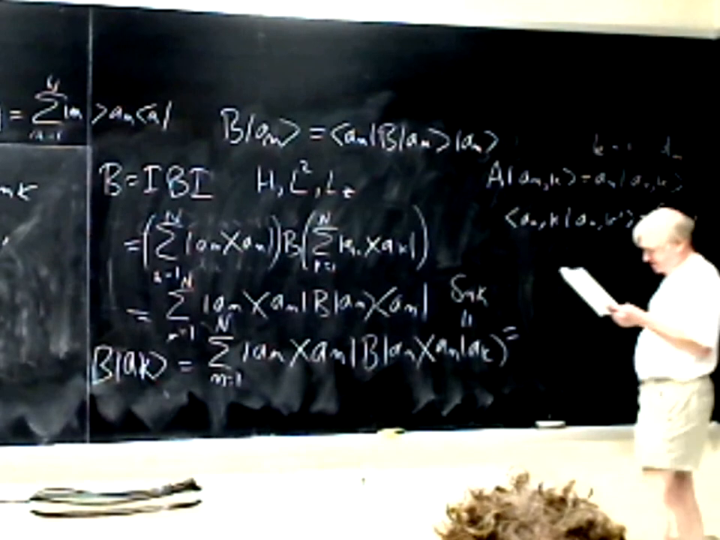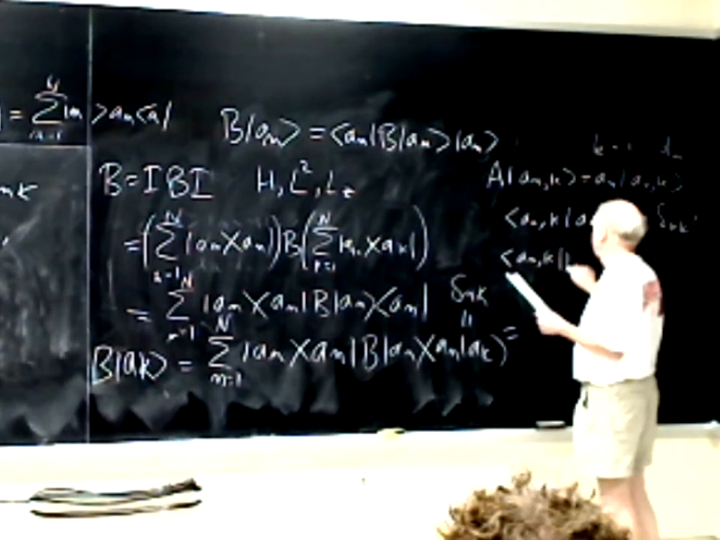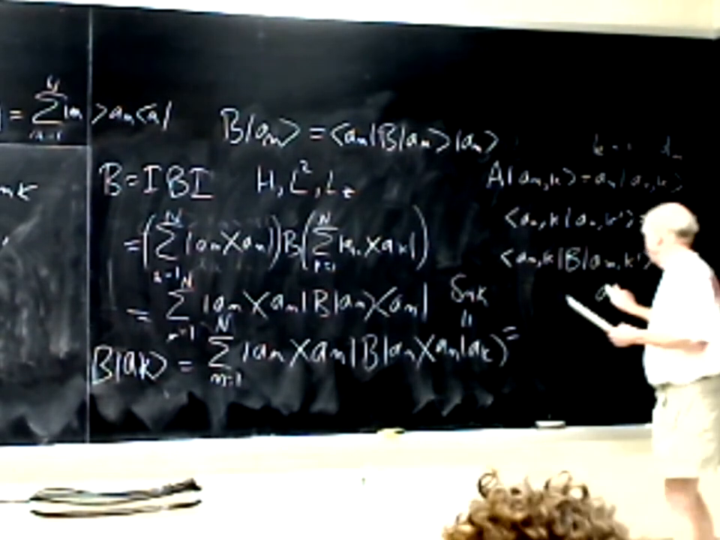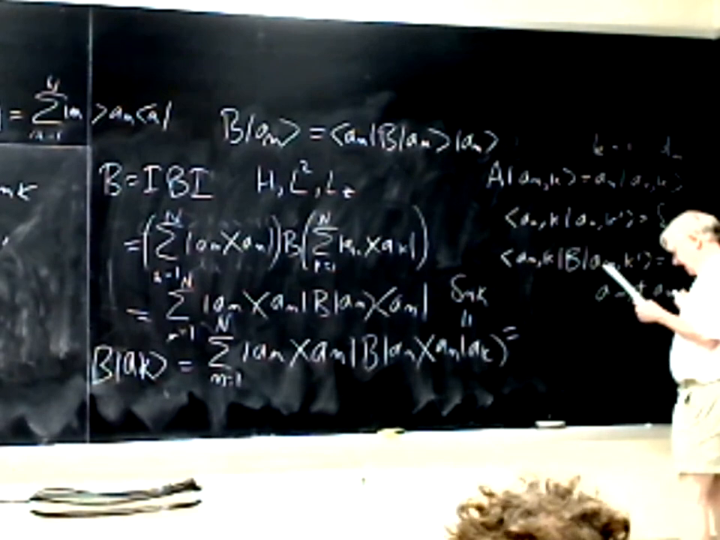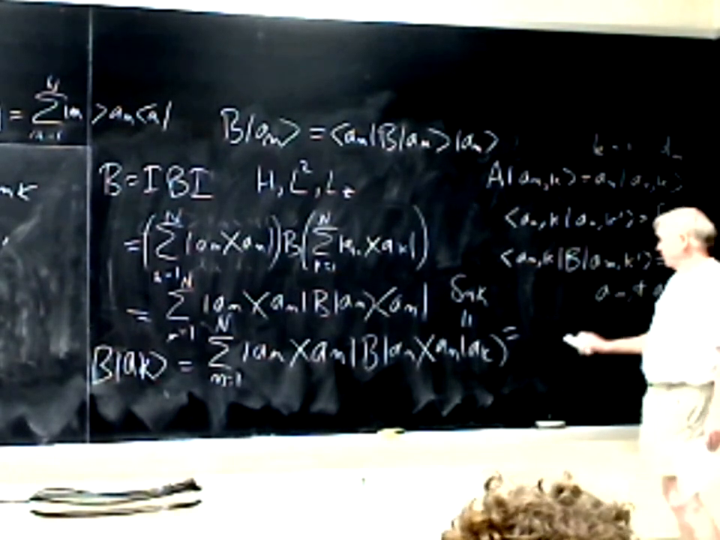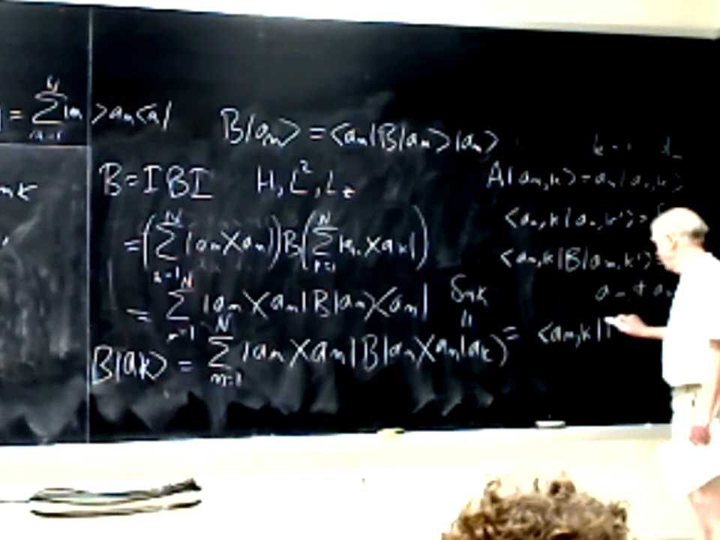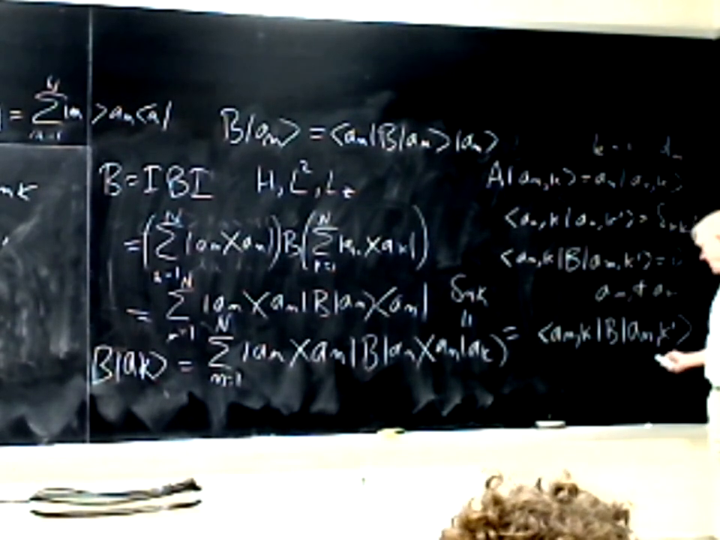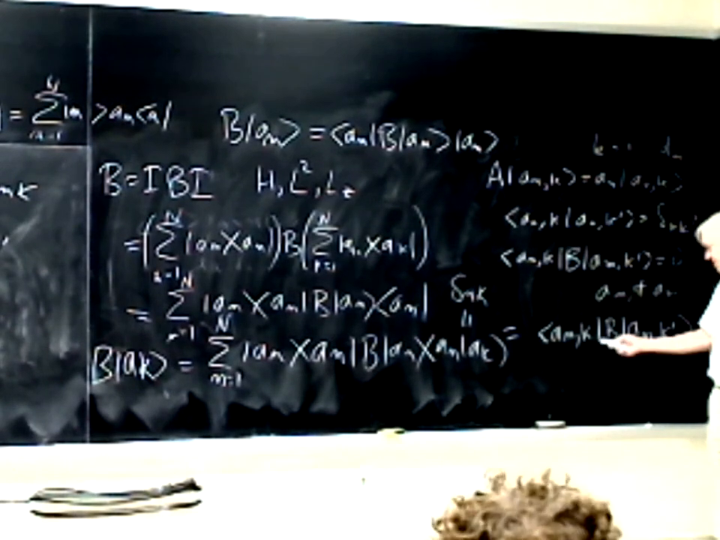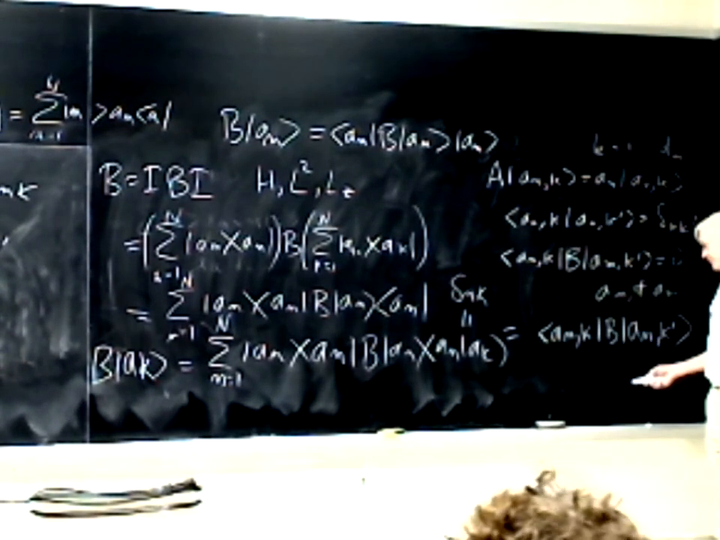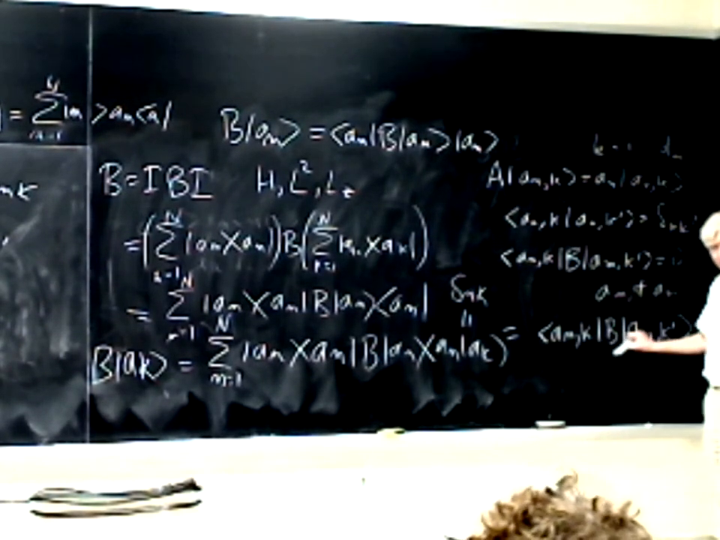Okay, then what you can show is that <a_nk|B|a_mk'> is zero for a_n not equal to a_m, but in general, <a_nk|B|a_nk'>, well, this will be a square matrix, and all the elements of that square matrix could be non-zero. So B isn't diagonal. On the other hand, because B is a normal operator, the matrix that represents it in any basis will be a normal matrix.